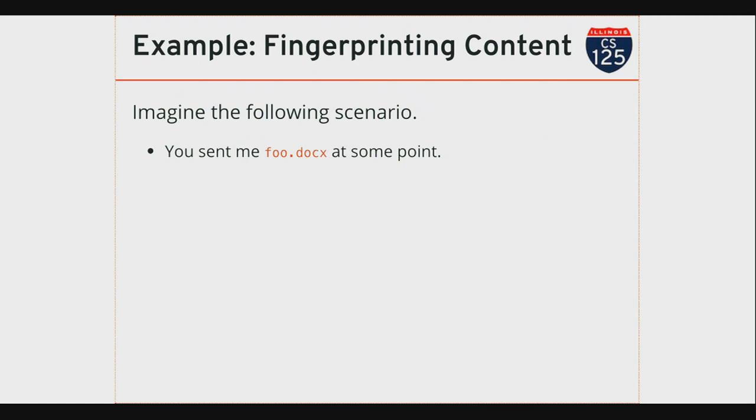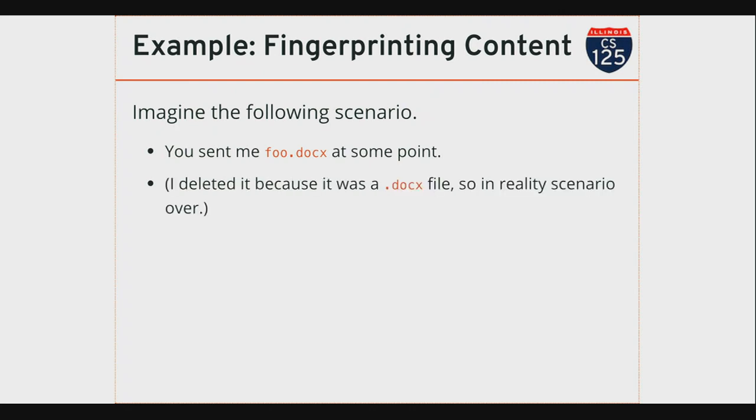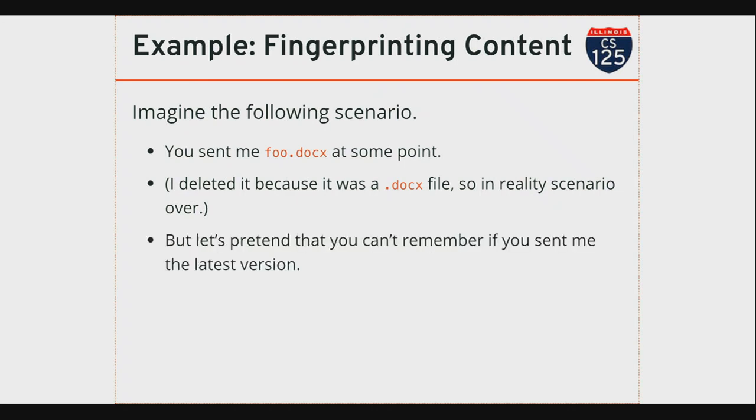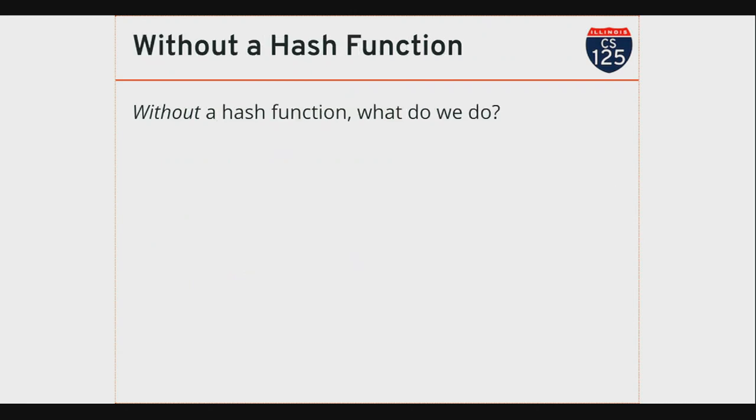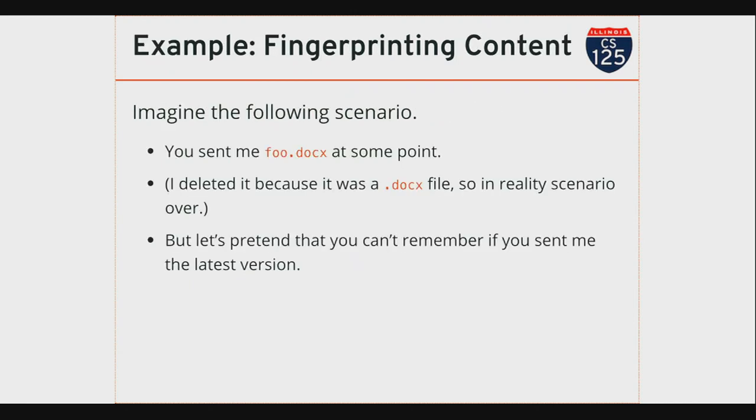All right, so now here's another place where we can use hash codes, or hash functions. The hash function is a function of the contents of the file. So if the contents of the file change, the hash value is also going to change. Imagine that at some point you sent me a document, and I'm not going to open this document because it's a Microsoft Office document and I don't know what to do with those anyway, but imagine that I did need to open this for some reason, but I can't remember if you sent me the latest version. I don't know if I have the latest version of the file, okay?